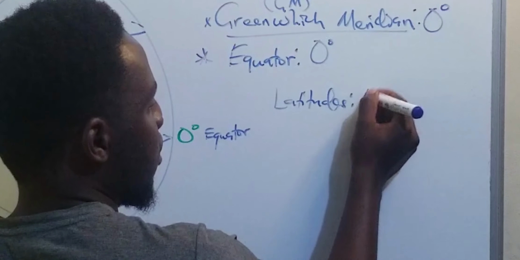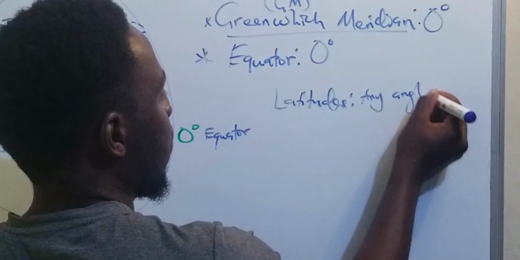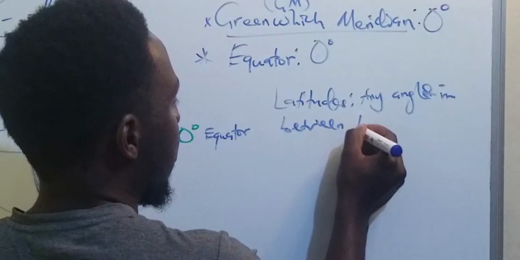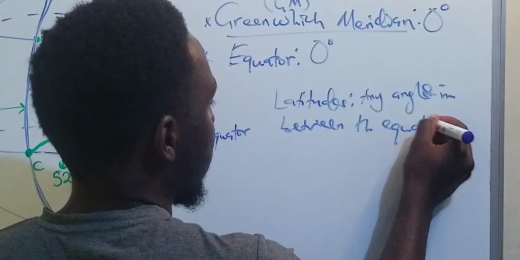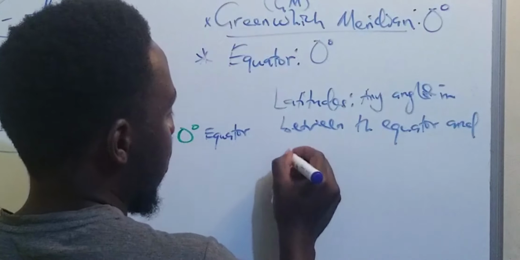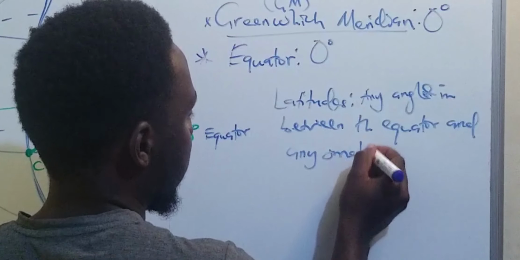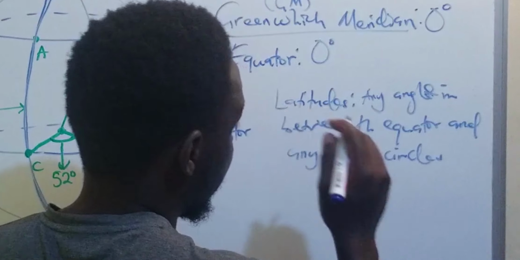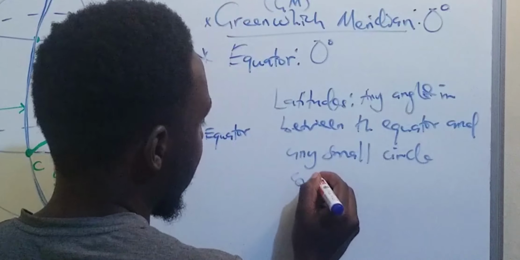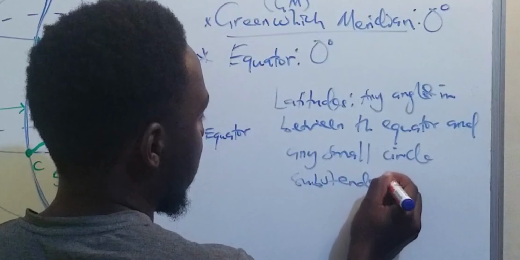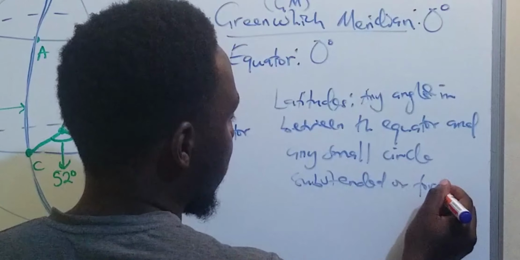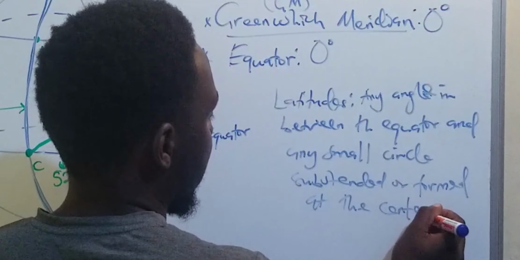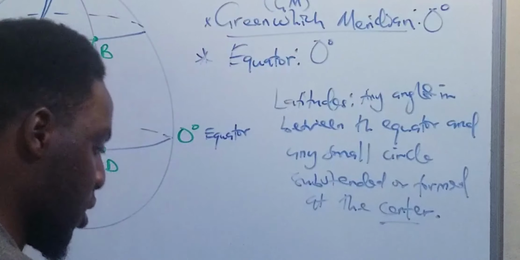So we can define this as any angle in between the equator and any small circle. Remember, latitudes are small circles, they're not great circles. Any small circle subtended or formed at the center. That's the guiding thing, to always be at the center.